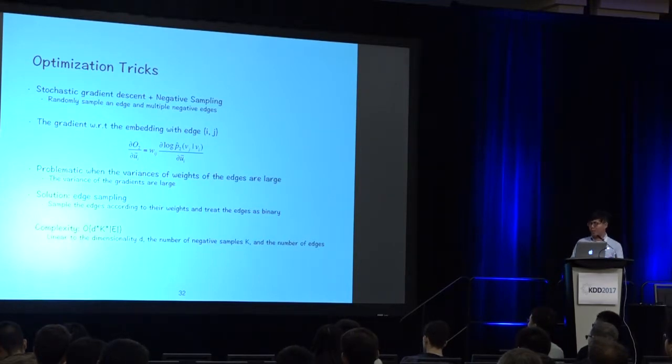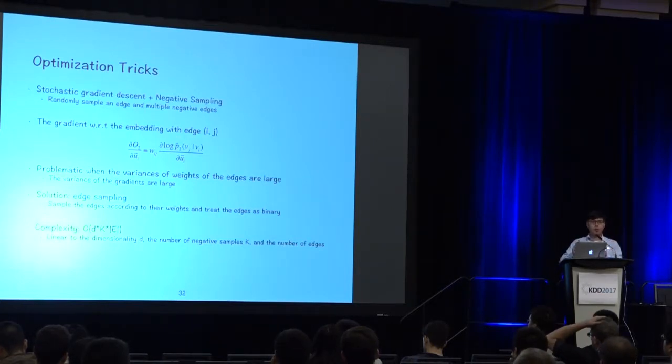So basically what we did is we sampled the edges with the probability proportional to their weights, and then we treat the sampled edges as binary. Because if the weights of all the edges are binary, then this problem doesn't exist, right? If all the w_ij equal one, then this problem doesn't exist. So we propose the technique called edge sampling.